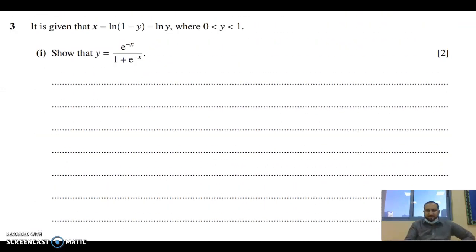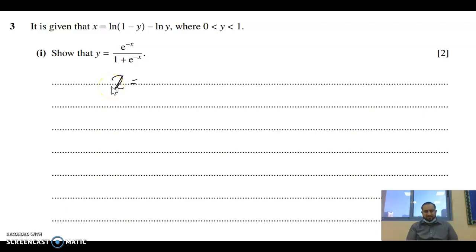Okay, question number 3. In this one it says it is given that x is equal to ln of 1 minus y minus ln of y, where y is greater than 0 and less than 1. Show that y is equal to e to the power of minus x over 1 plus e to the power of minus x.